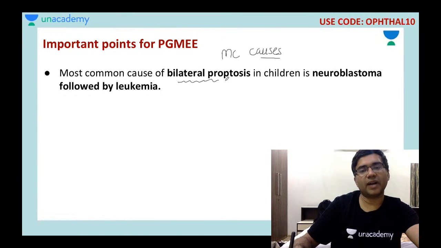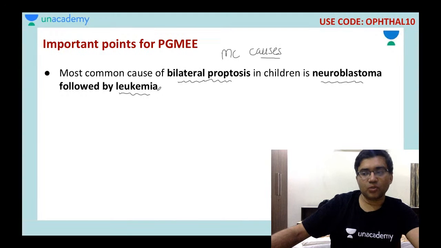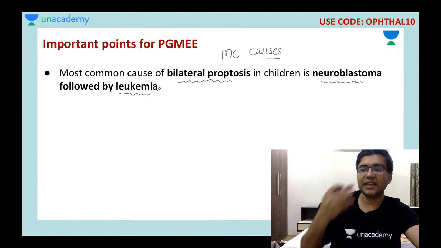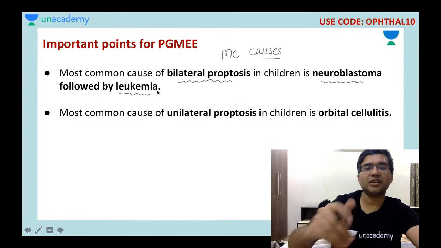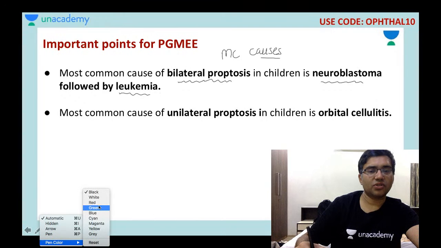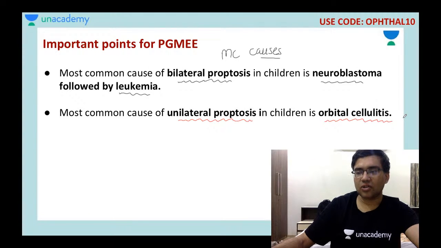Most common cause of bilateral proptosis is neuroblastoma, followed by leukemia. Then the next question is most common cause of unilateral proptosis. If they ask about the unilateral proptosis, then your answer is orbital cellulitis. So the most common cause of unilateral proptosis in children is orbital cellulitis.